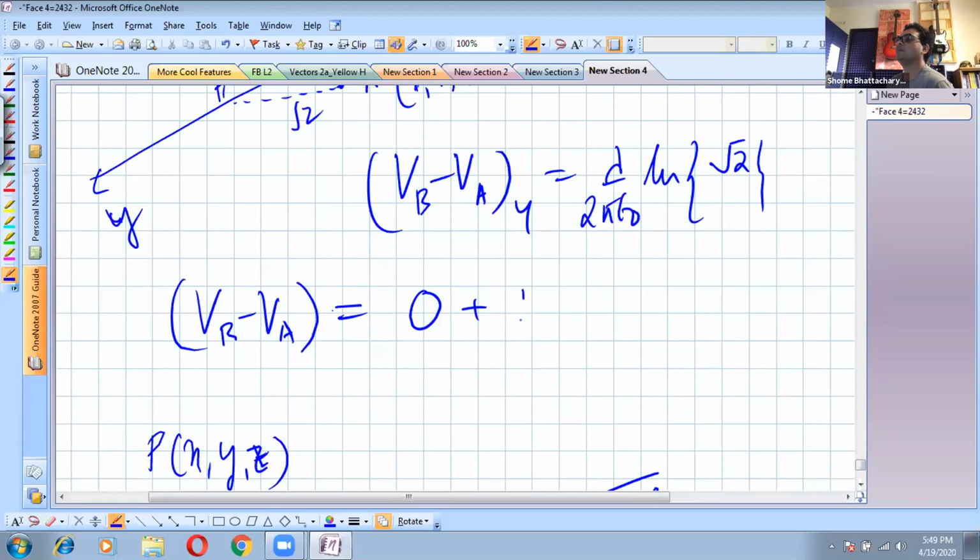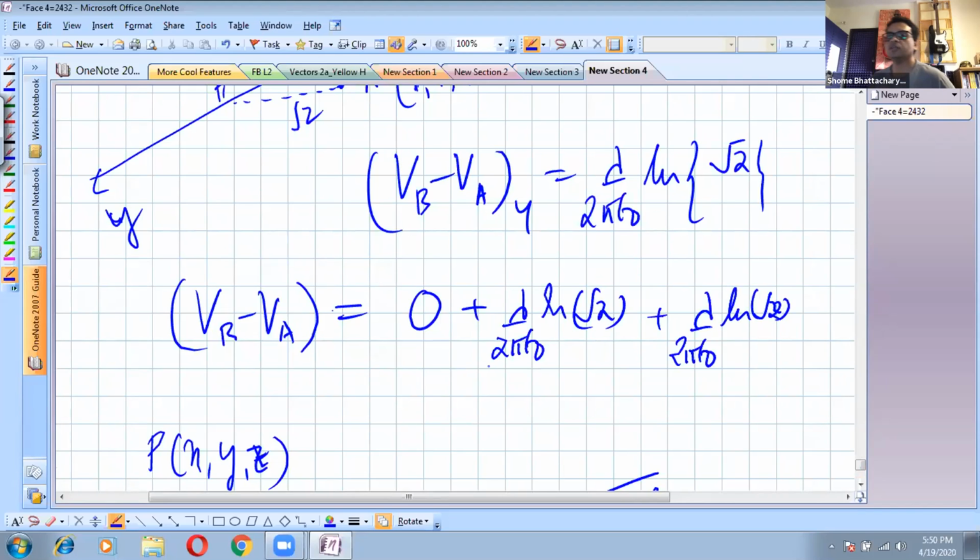So it is lambda by 2 pi epsilon naught ln root 2, plus again the same thing, lambda by 2 pi epsilon naught ln root 2. So your net becomes this thing. You can even take the power outside as half. So it will become lambda by 2 pi epsilon naught ln 2. Alright guys, so hope this is clear.